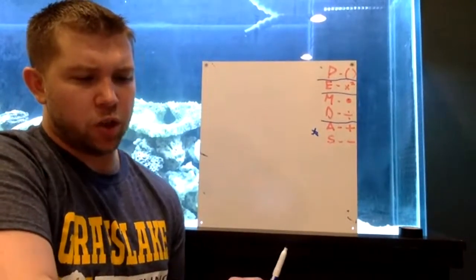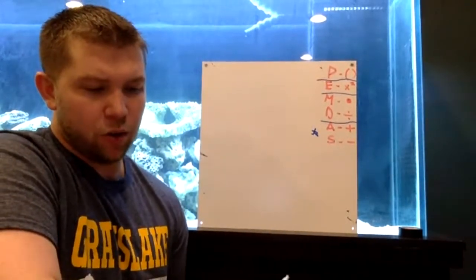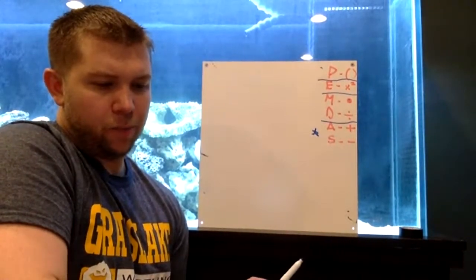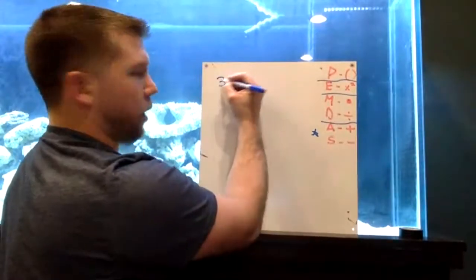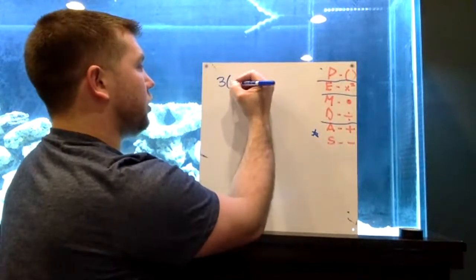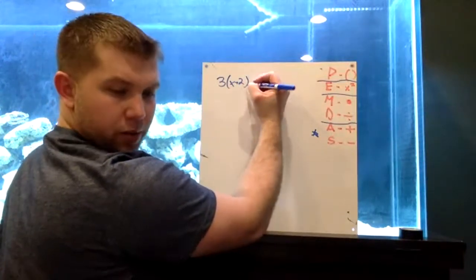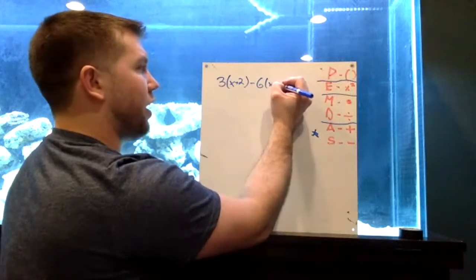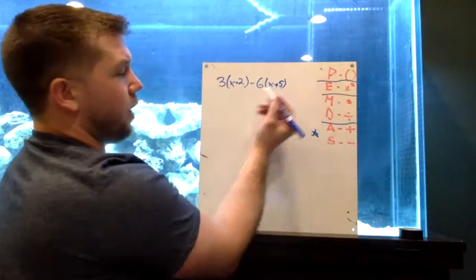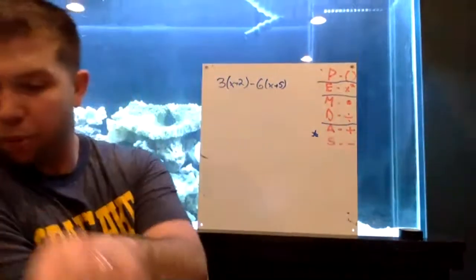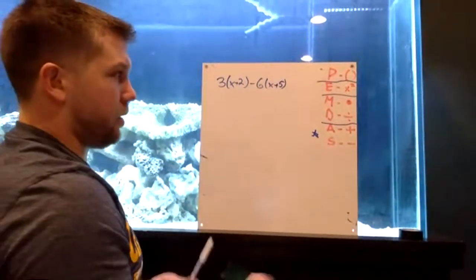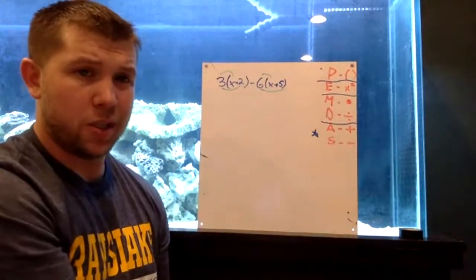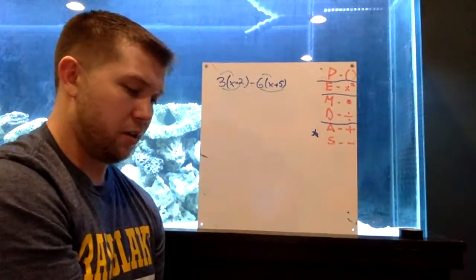So the next one says, which expression is equivalent to, oh man, let's see, 2. Okay, so we're trying to figure out an expression that is equivalent to 3(x + 2) minus 6(x + 5). Okay, so right away I see that I have parentheses here. So my recommendation is let's distribute. Let's just distribute that right off the bat and see if anything in our choices is going to give us the answer we're looking for.